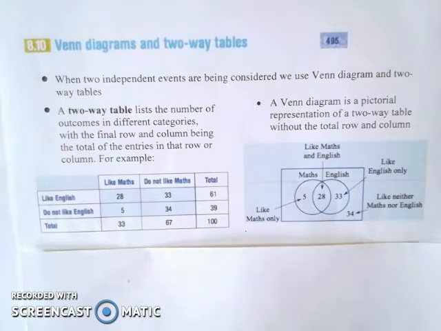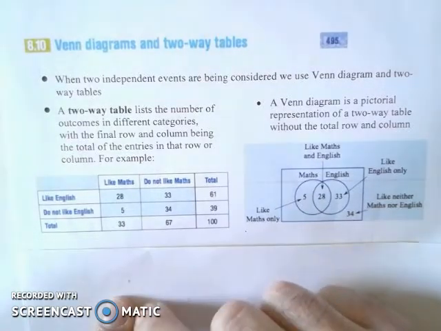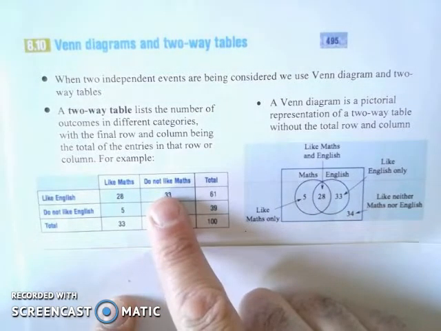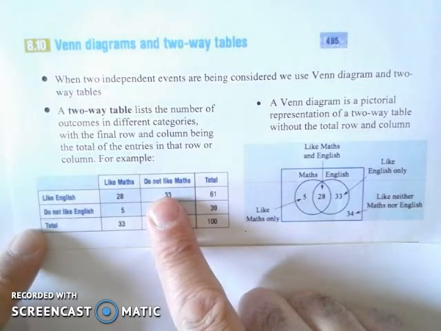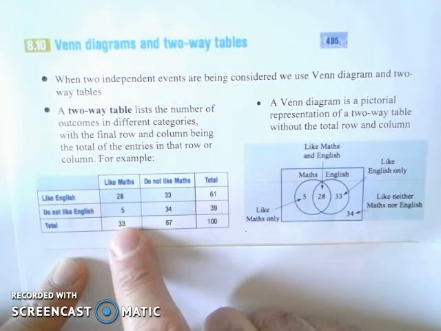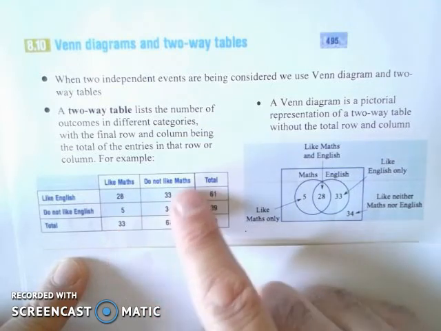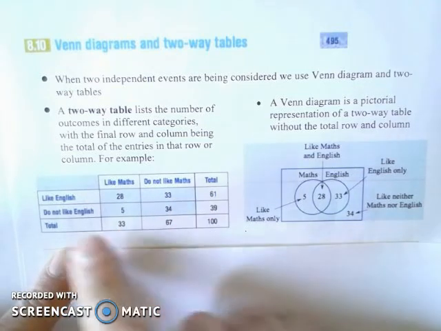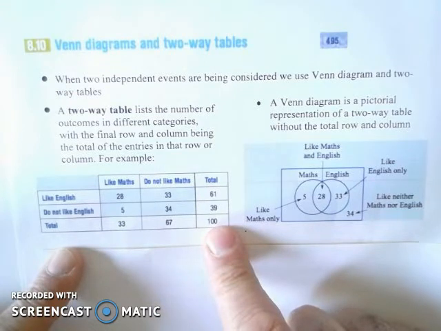A two-way table lists the number of outcomes in different categories, with the final row and column being the total of the entries in that row and column. So in this case, we were looking at people who like maths, who do not like maths, people who like English and do not like English. Now, like maths, there's a total of 33 people. People who like maths, 67. So total students, number of students are 100.